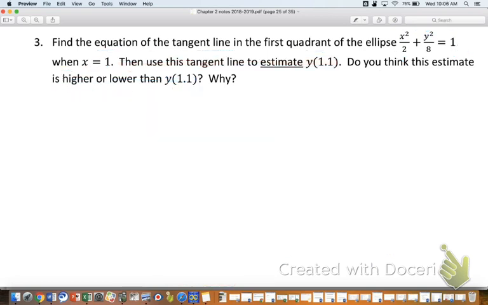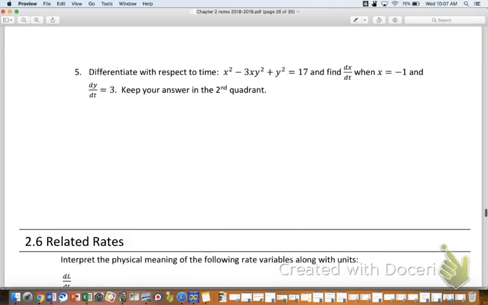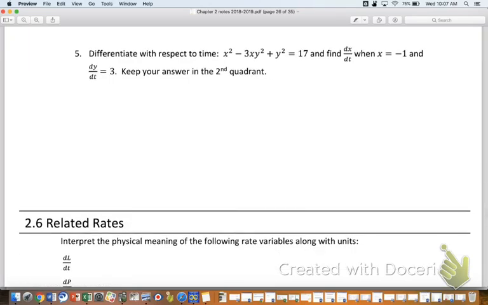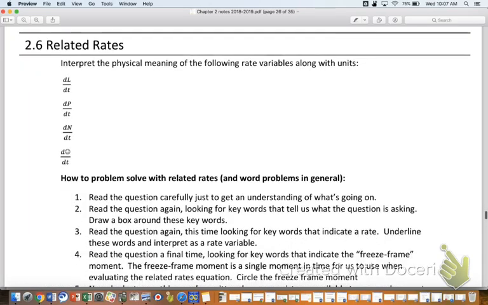So let's push ahead into 2.6. We may or may not have to do the last example in the implicit one, number 6 or 5, whatever it was. I don't know if we have to really do that one. We'll just see how it goes. Okay.